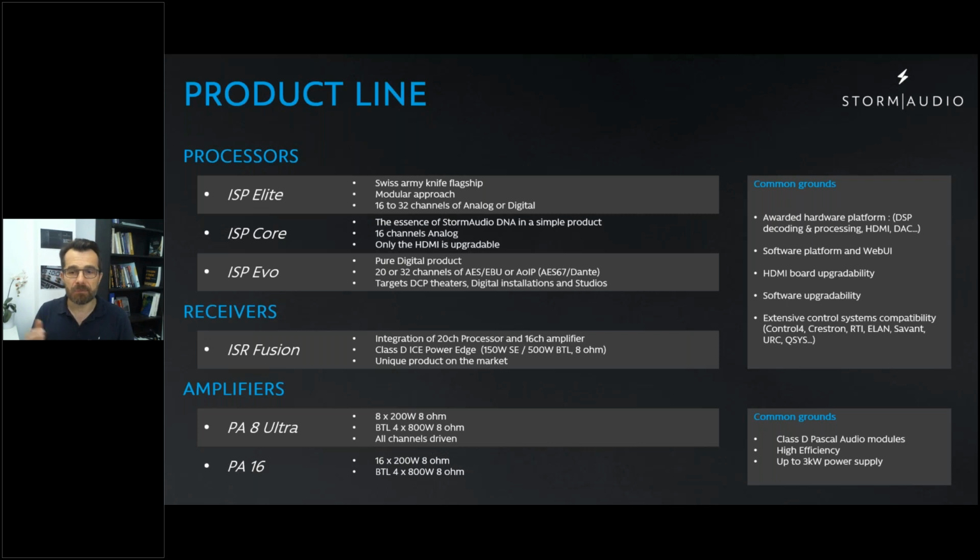The main difference is that with the PA8 Ultra, you can actually have a complete all-channel driven performance because we have enough power supply capability. While with the PA16, if you start bridging and use all the other channels, you may end up with some, let's say, current limits with very demanding speakers. But that's about it. And in total, this is up to 3,000 watts power supply that you have. So this is a lot of capabilities for any system.